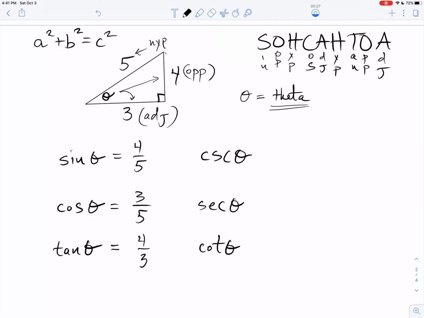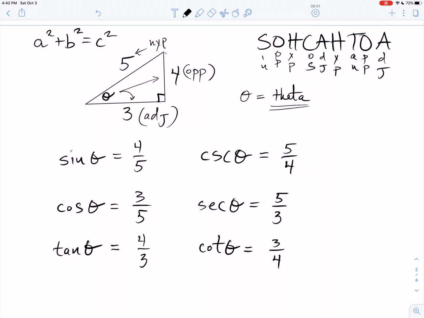Cosecant is the reciprocal of sine. So what does that mean? Well, the cosecant would be 5/4. Take the reciprocal of your sine answer. The secant, what's the secant? It's the reciprocal of cosine, so that would be 5/3. And then, you guessed it, cotangent would be the reciprocal of tangent, so its answer would be 3/4.